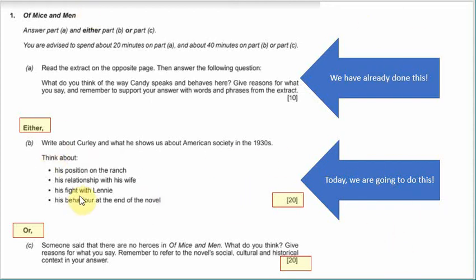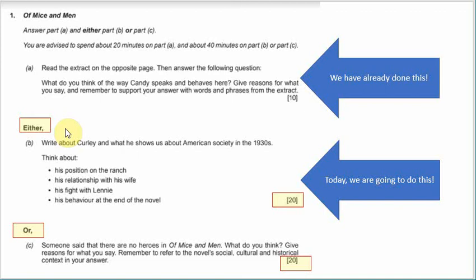Now, you can see at the top of this paper it says to answer part A and either part B or part C. And I've actually highlighted that here again, either or. When you do the Of Mice and Men paper, do not answer both B and C. You must choose either B or C. Now, I know that probably seems really obvious because it is actually printed on the paper, but you would be amazed at the number of people every year who do something mad and try to answer all the questions. So don't let that one be you. Let that be someone else. Don't let that be you.